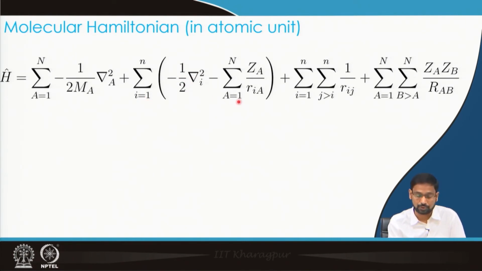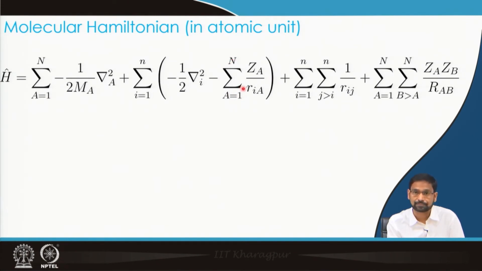The second term, when you look at it, you would see that first of all there is a negative sign, and this is a potential energy term. What is this energy talking about? This is actually the interaction between a nucleus A and an electron I. So, if I have capital N number of nuclei, I have this A going from 1 to capital N.